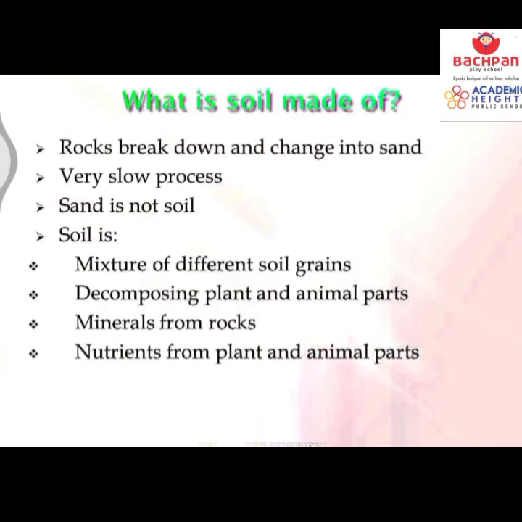It has decomposing plant and animal parts in it. It has the minerals from the rock. It has nutrients from the plant and animal parts that we call humus. So all these things form together to make a soil, right? So soil के अंदर sand तो होता ही होता है, लेकिन decomposing parts of plant and animals, minerals from the rocks, as well as some nutrients from the plants and animals are also there, right? So soil is a bigger term. इसके अंदर बहुत कुछ होता है, तभी तो soil fertile बनती है, and this is good for the growth of the plants.